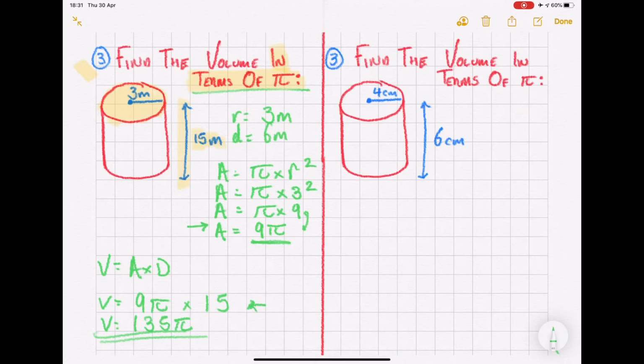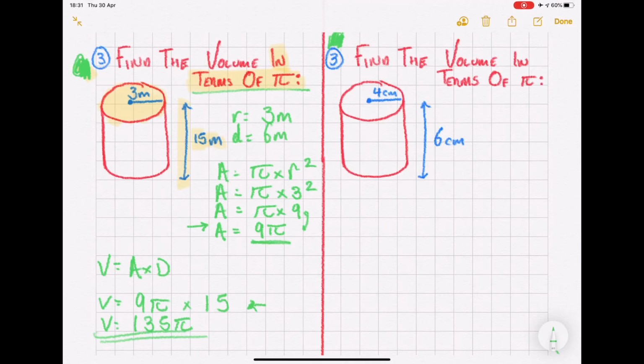Okay, so pause the video here, copy out the working for this left-hand example, then have a go at this right-hand example and play the video once you're done.